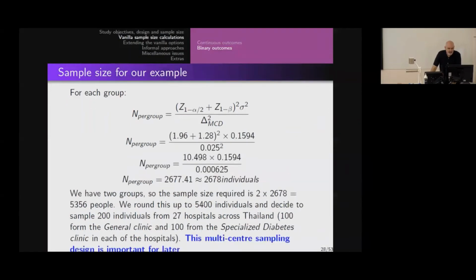Okay, so plugging it all in, we had 0.05, that's our Z, 0.975. We had 90% power, those are our no-brainers. We had the variance, and we had the MCD. Our 4 ingredients mixed together will give us a sample size of 2,678 individuals. We have 2 groups, that's going to give us 5,356 individuals.